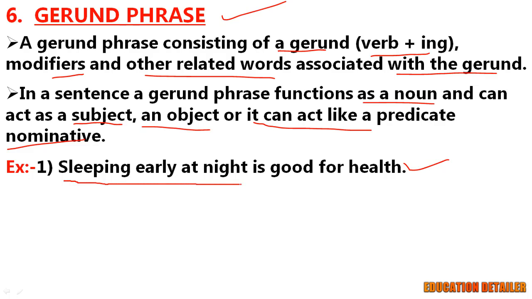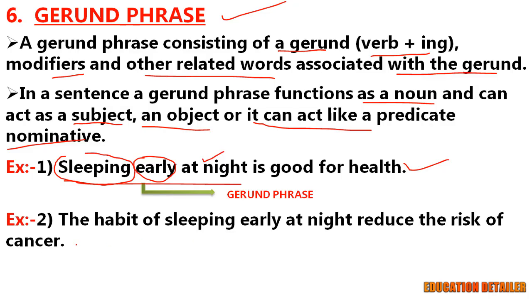Sleeping early at night is a gerund phrase and it works as a subject here. It includes a gerund, sleeping, ing form of the verb sleep, a modifier, early, and other related words. But in the second example, the habit of sleeping early at night reduces the risk of cancer. Here, the prepositional phrase functions like a predicate nominative.